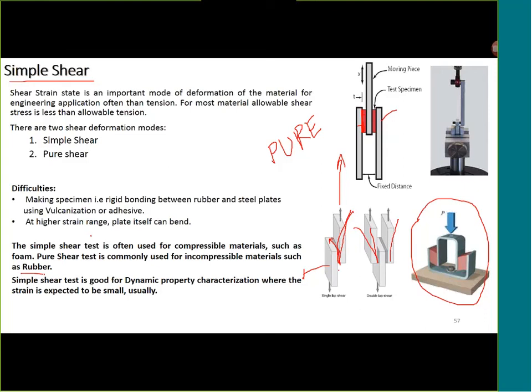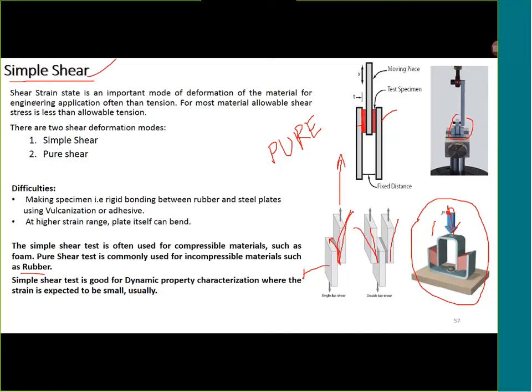But however, if the product is under dynamic condition, which is taking up some kind of vibration, commonly the amount of displacement may not be very large. It may be a few mm, something like 5 mm or 10 mm, may not be in the terms of 50 mm or 100 mm. In such a case, when the strain range is very small, then the simple shear test may be suitable.